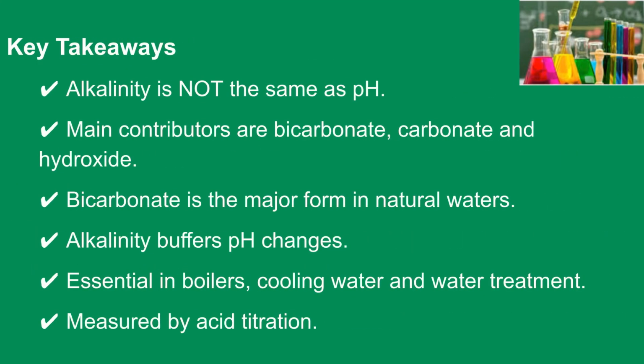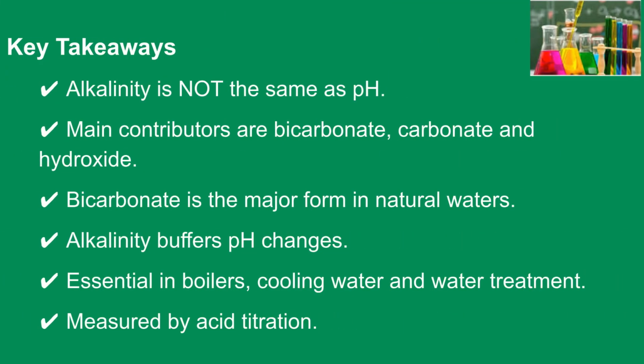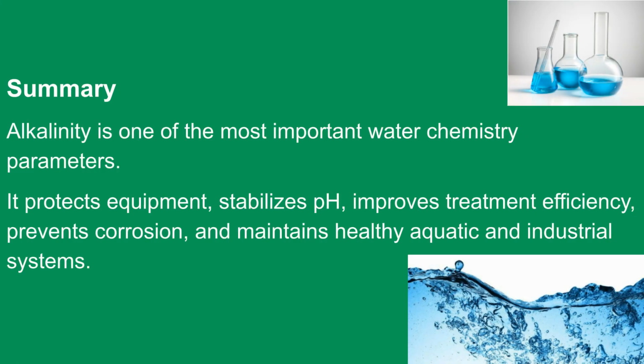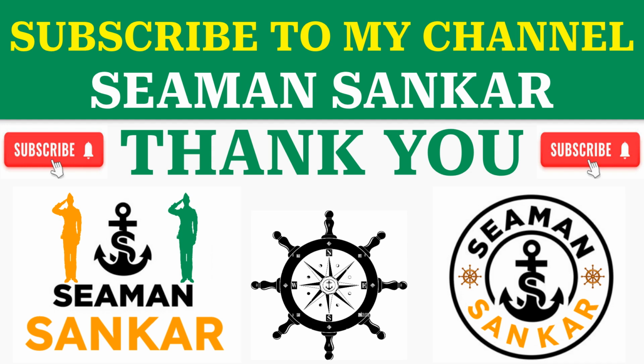To summarize these key takeaways, alkalinity is distinct from pH, and it primarily consists of bicarbonate, carbonate, and hydroxide ions. Remember that bicarbonate is the dominant form in natural waters, and alkalinity remains the primary buffer against pH changes in boilers and cooling systems. In conclusion, alkalinity is one of the most vital parameters in water chemistry, as it safeguards equipment, stabilizes pH, and improves overall treatment efficiency. By maintaining proper levels, you help prevent corrosion and ensure the health of both aquatic and complex industrial systems.